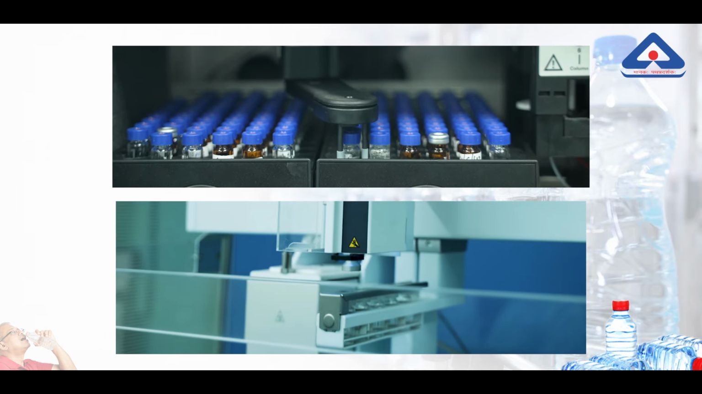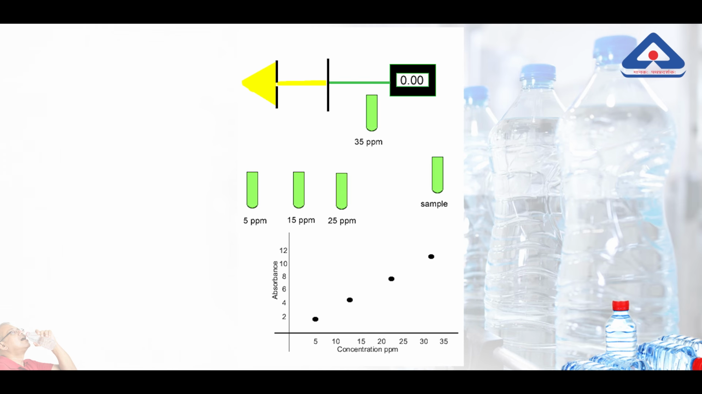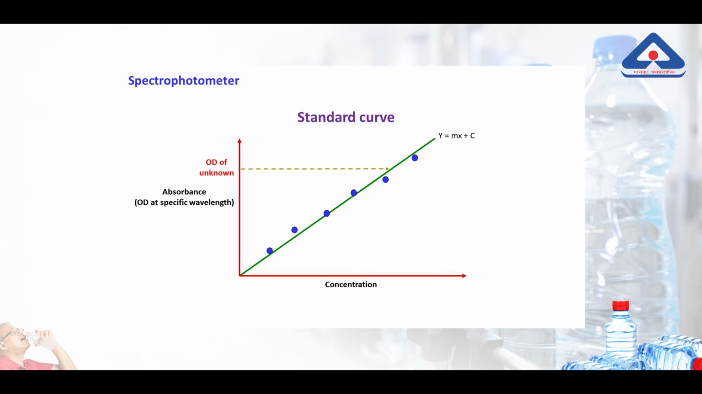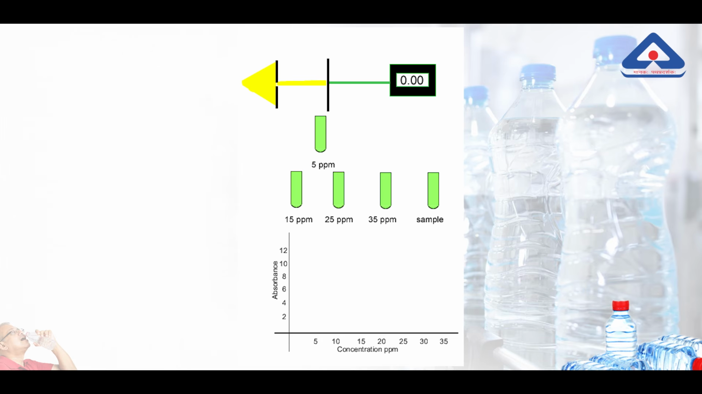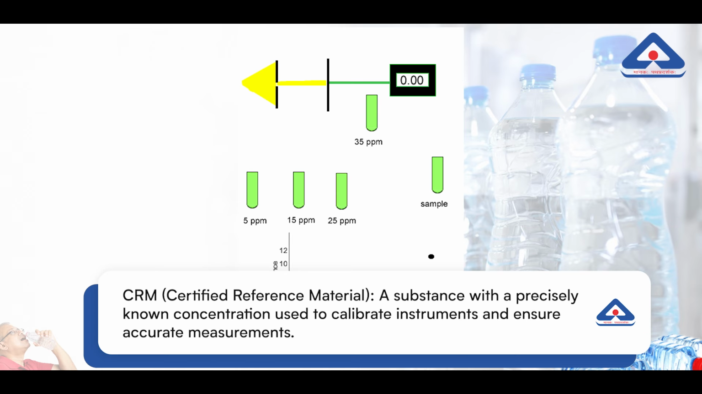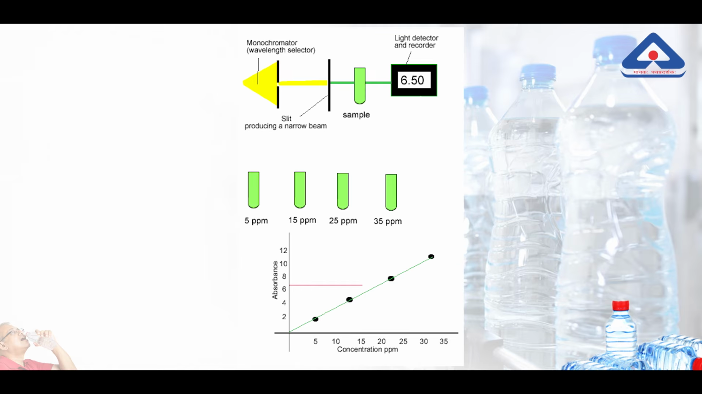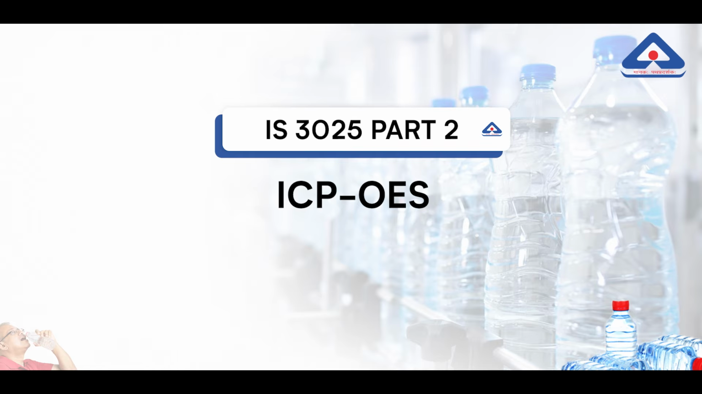While many parameters can be tested with multiple instruments, we'll focus on one commonly used technique for each parameter. All instrument-based testing follows a known versus unknown approach. For example, first, we calibrate the spectrophotometer using known concentrations 5, 15, 25 and 35 ppm of CRM, certified reference material. Then we measure the unknown sample. By comparing its absorbance to the calibration curve, we determine the sample's concentration. Now we will move ahead to our first instrument.